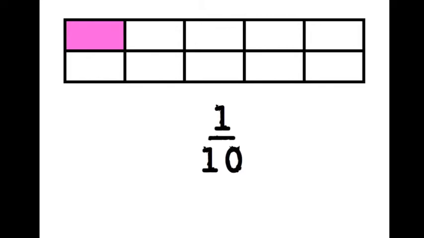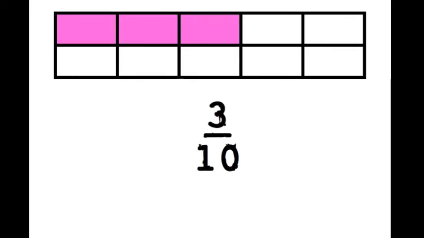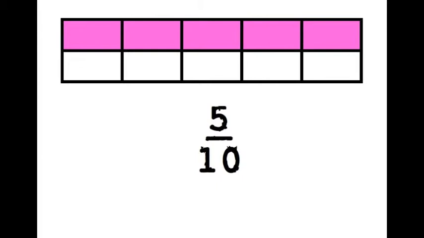Right, on we go. 1 out of 10, 2 out of 10. You can see that all 10 pieces are there. There's 3 of them coloured in. 4 out of 10. Take a look at 5 out of 10. What do you notice? It looks like a half.